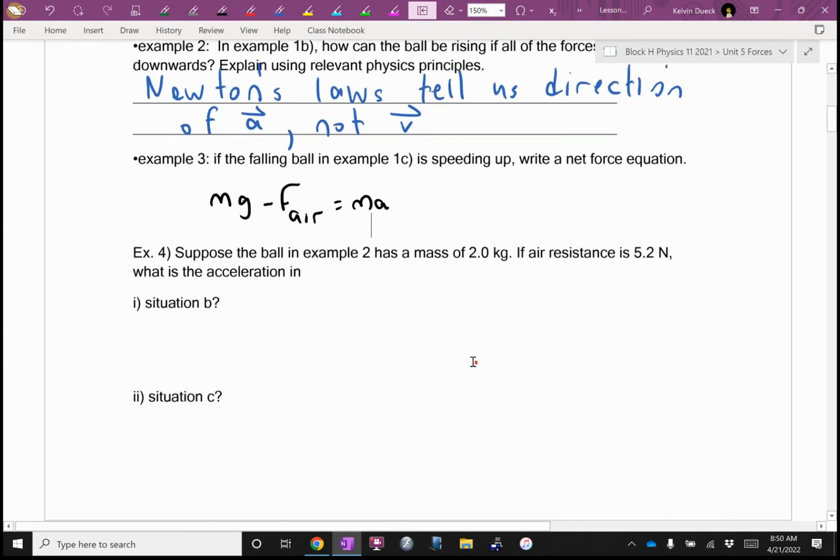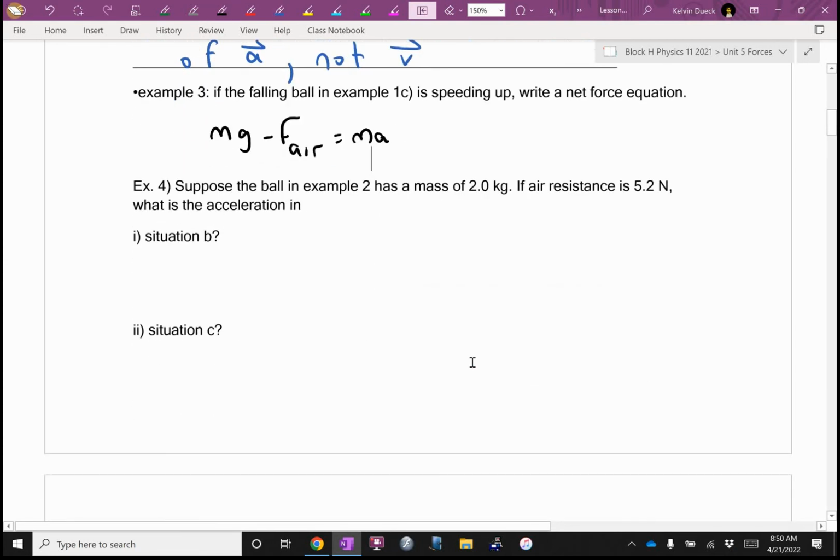Okay, good. All right. Suppose the ball in example 2 has a mass of 2 kilograms. If air resistance is 5.2 newtons, what's the acceleration in situation B? Okay. In situation B, I've scrolled down, but you have it in front of you. Which way are we accelerating? Which way must we be accelerating? Look at the picture.